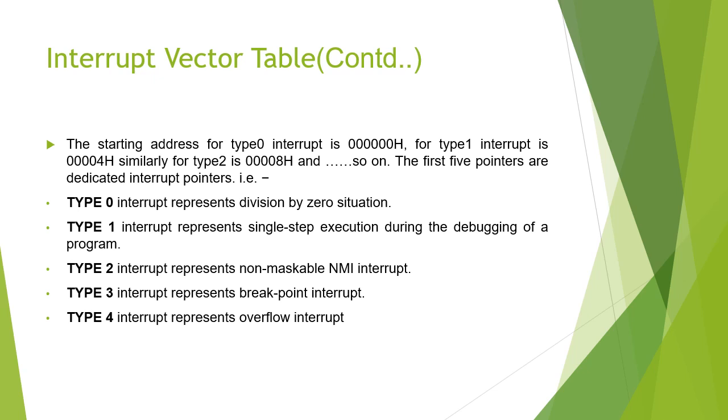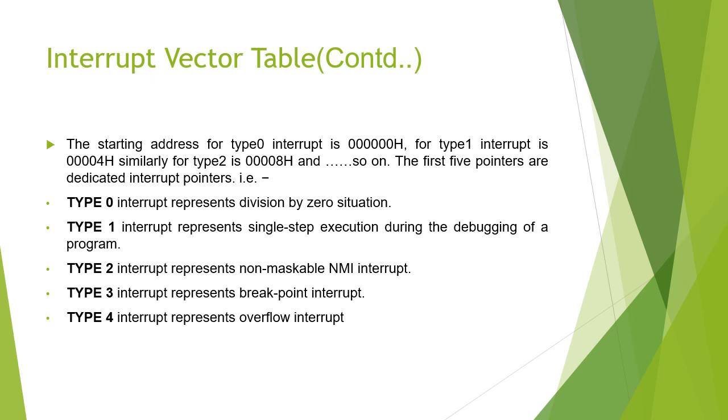The interrupt vector table, which you have seen in the previous slide, starts from the beginning of the code segment, at offset 000H. Type 1 interrupt will have the corresponding address for its routine at 0004H, type 2 at 0008H, and so on. So the first four pointers are dedicated interrupt pointers. They have a defined purpose.